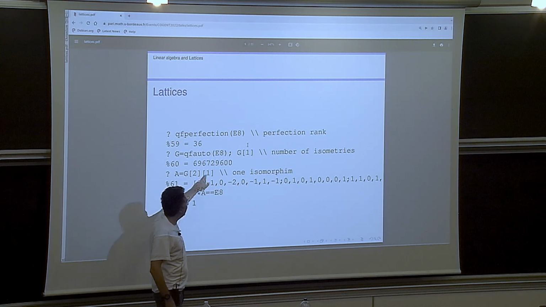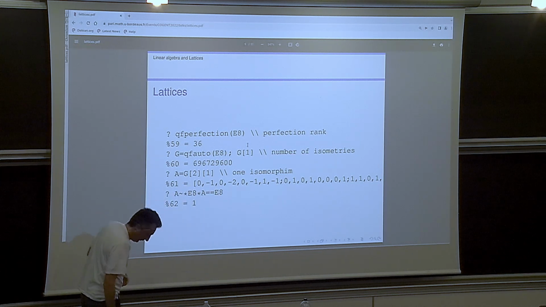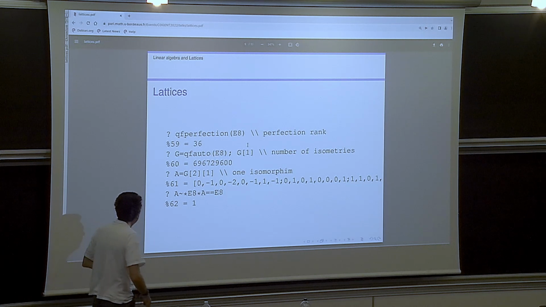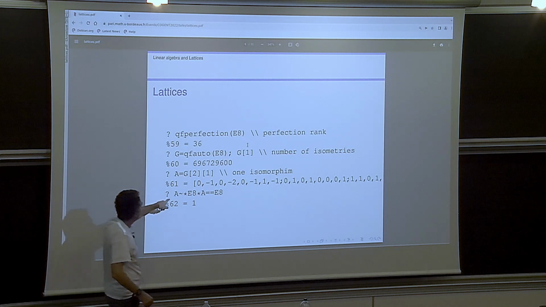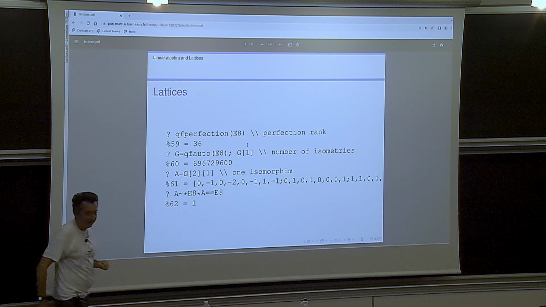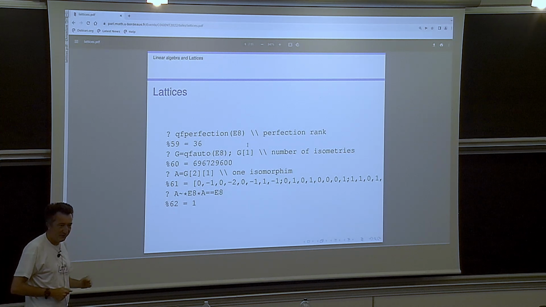So we take the first one. This is this. Okay. So we check it's actually an isometry. So we have to compute A transpose times A8 times A, and it's equal to A8. It's 1, so it's true. So it's actually an automorphism. Okay?